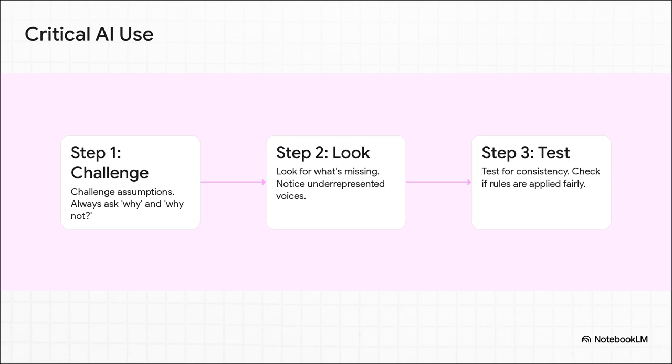So, here are three simple steps you can use every time you interact with an AI. One, challenge it. Don't just accept the first answer. Ask why or why not. Two, look for what's missing. Who's not being talked about? What perspective is being left out? And three, the big one. Test for consistency. Check if it's playing by the same rules for everybody. It's a great little toolkit to have.